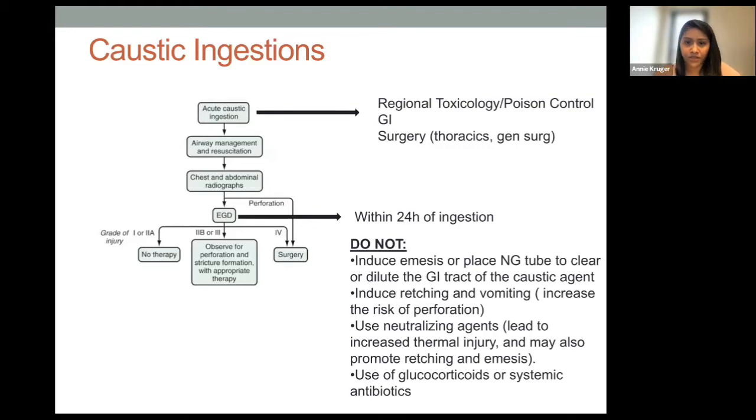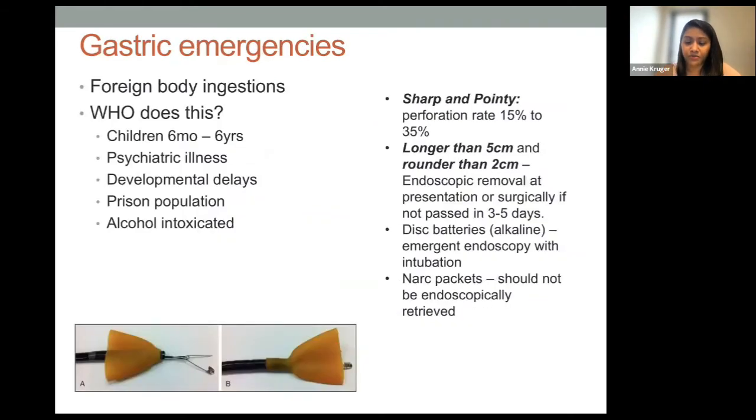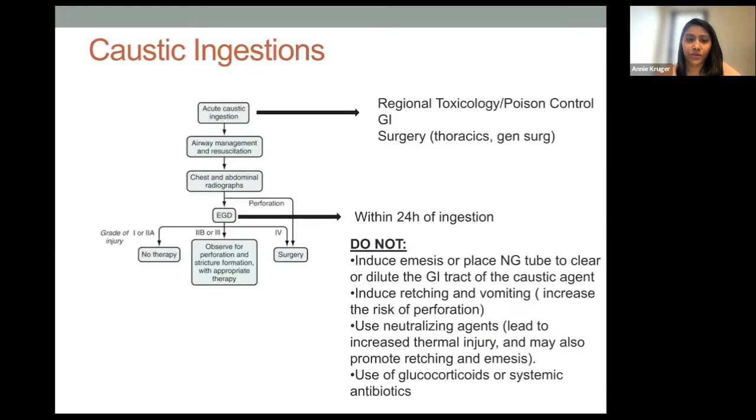know about these patients, manage their airway, make sure you get the appropriate chest and abdominal x-rays, and then the EGD. It says here within 24 hours, we really try to do it within 8. Do not place an NG tube in these patients, please. And don't try to do anything to induce emesis in any way.